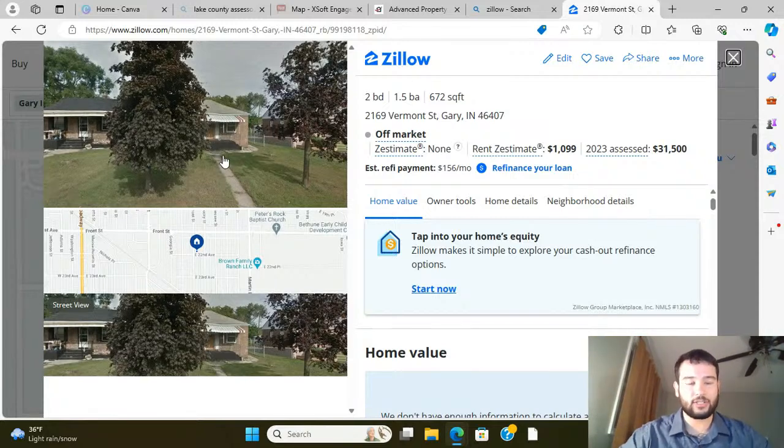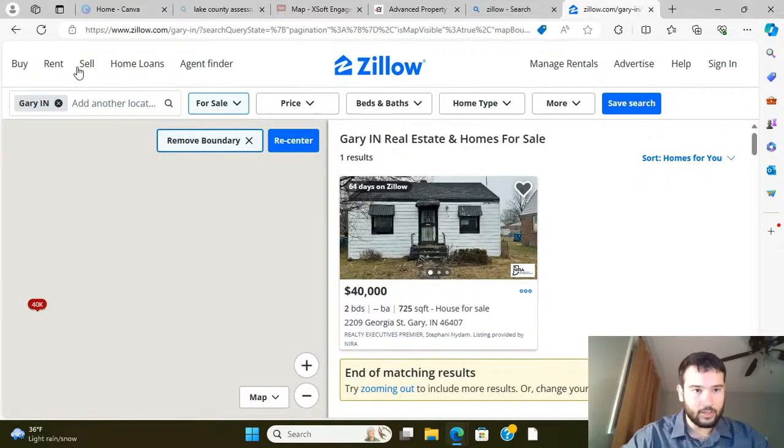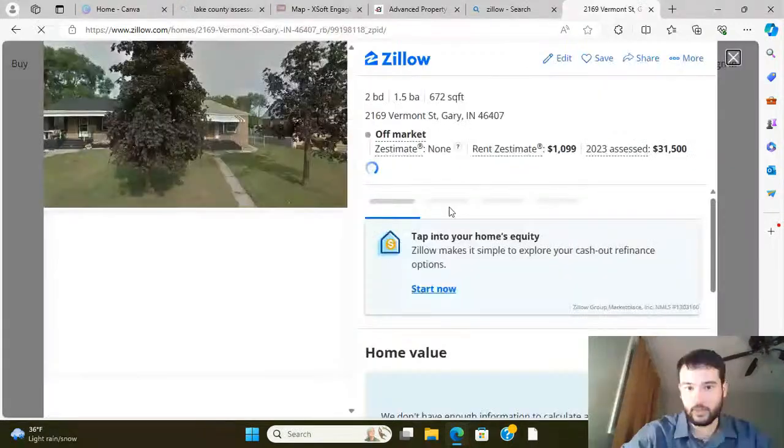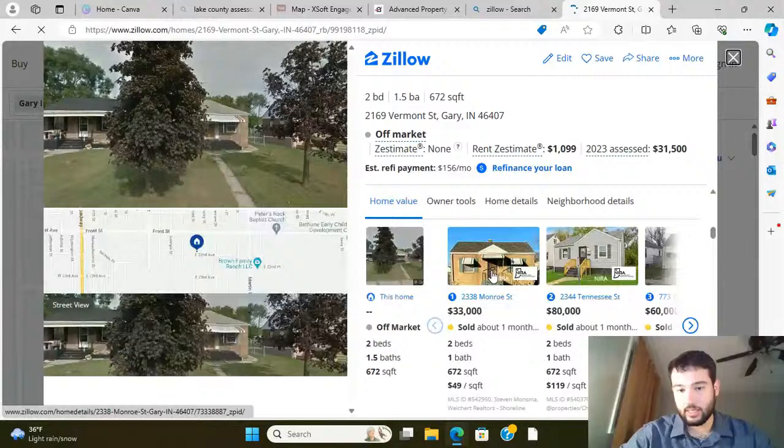All right, so like I was saying, this is good. We're seeing this property again. We're seeing what's close to it. So now let's see where the little pin dropped us at. I think we were right around here, huh? Damn it. Vermont Street. So it does drop. Okay. So we know it's a 2-1. This one looks pretty similar to it. So I'd say that's not a bad one.